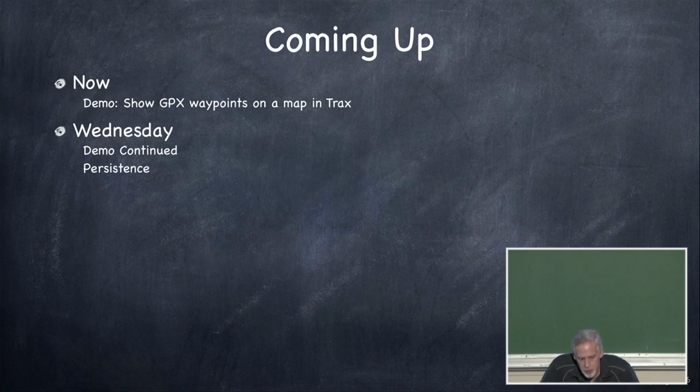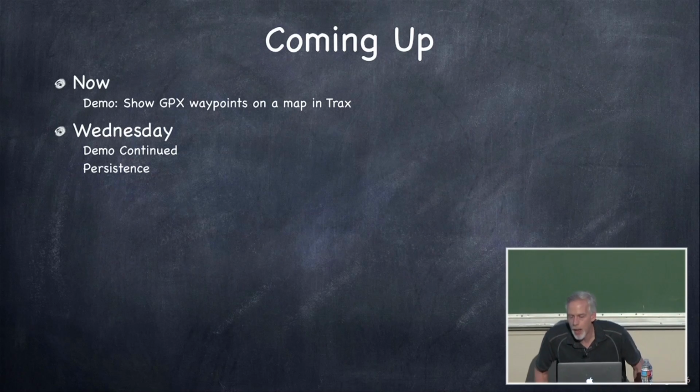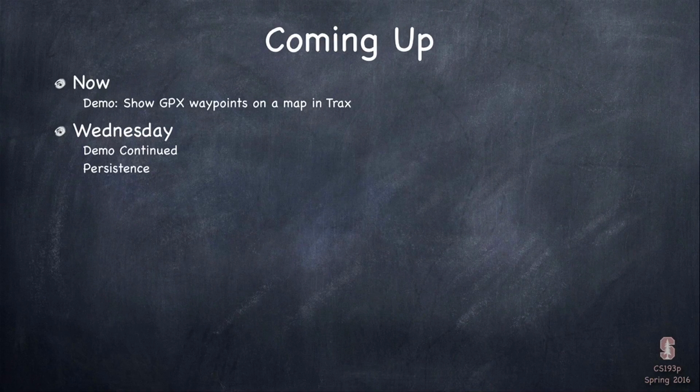And we're going to start by just doing a simple app that takes some waypoints and throws them on a map. So we can see how to do that. Also on Wednesday, in addition to finishing up this demo, I'm going to cover the last topic of the quarter, which is persistence, which is basically how to store things in the file system, right? Opening files and all that business.